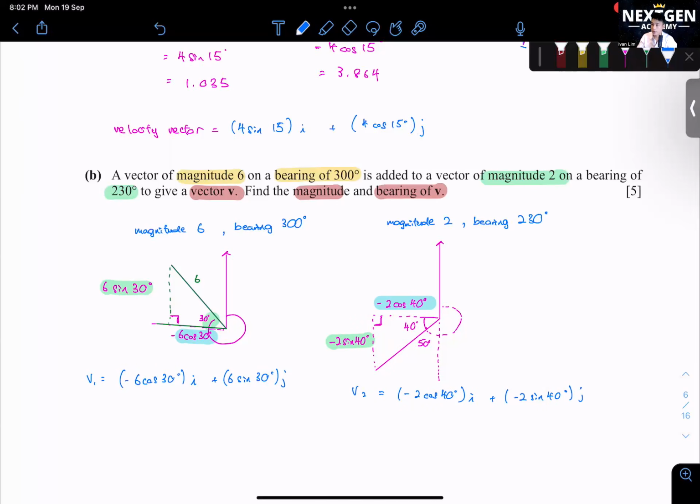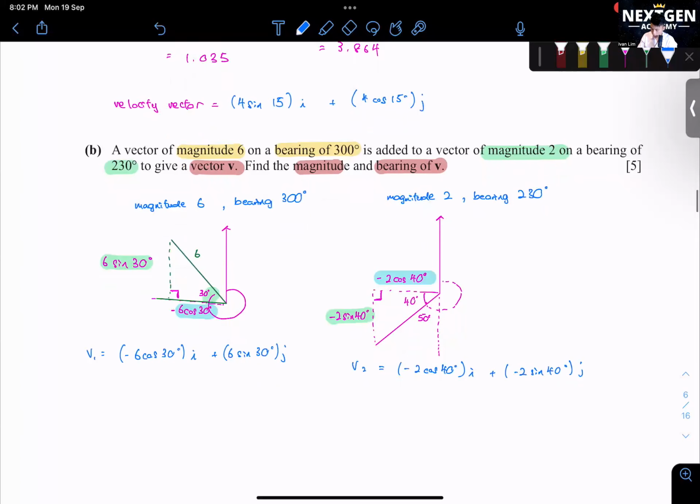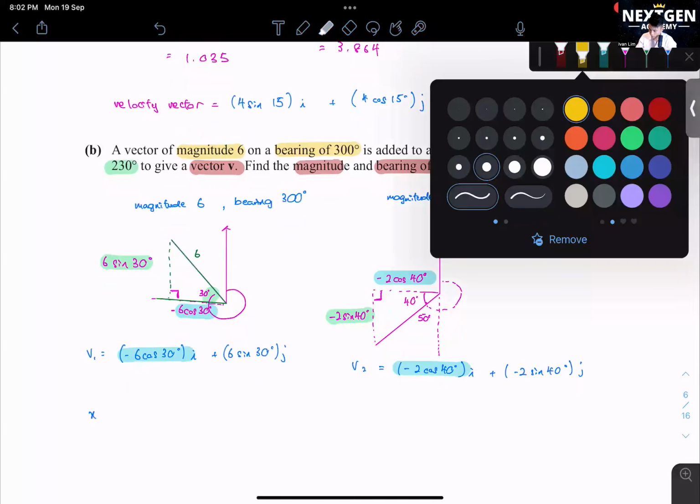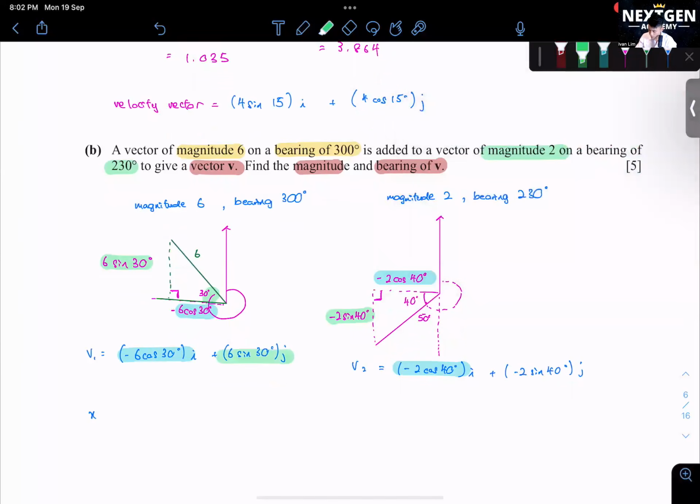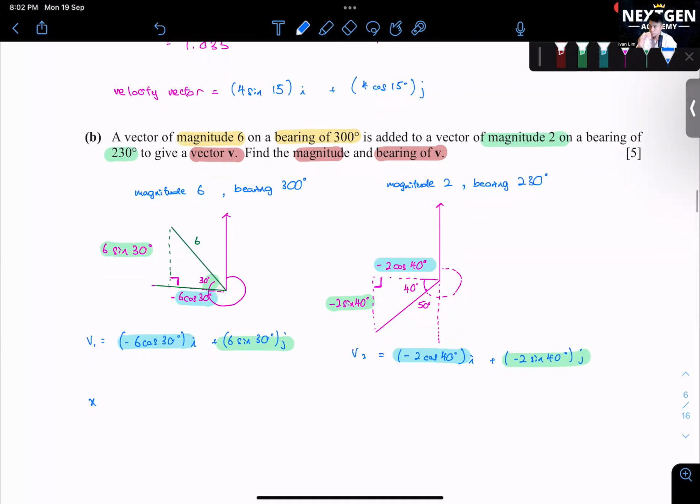Because we want to add it up together, the x and the x add together, and then the y and the y add together. So my x direction is this and this, my i direction. My y direction will be this and this. So x will be equal to negative 6 cos 30 degrees minus 2 cos 40 degrees.